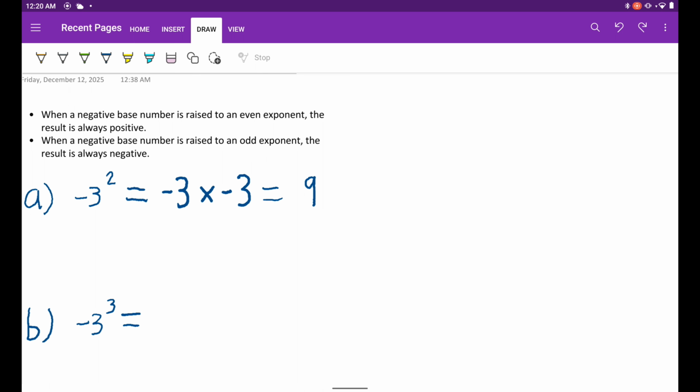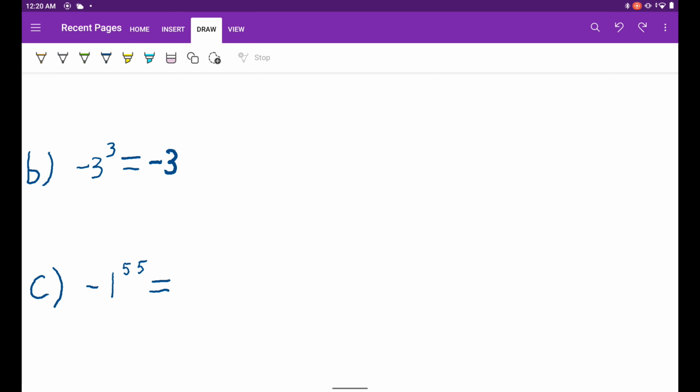Moving on to our next example, we have negative 3 raised to the third power. So now negative 3 will be multiplied by itself 3 times. Let's write that out. So we have negative 3 times negative 3 times negative 3. So we can simplify that to 9 times negative 3.